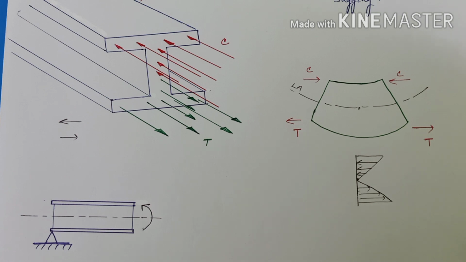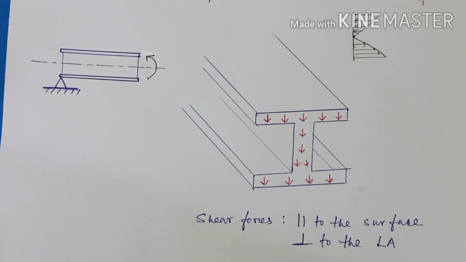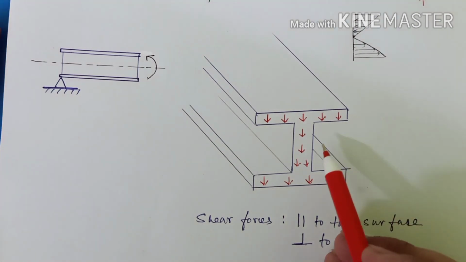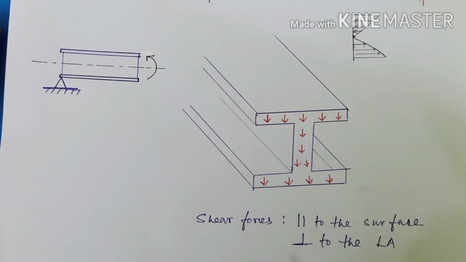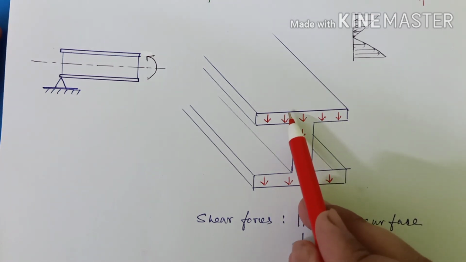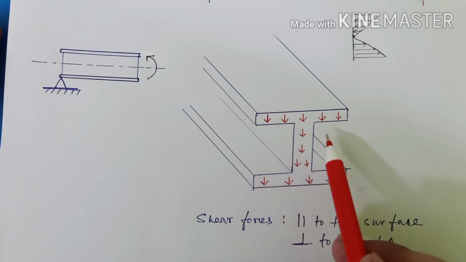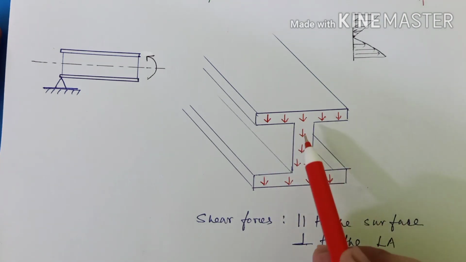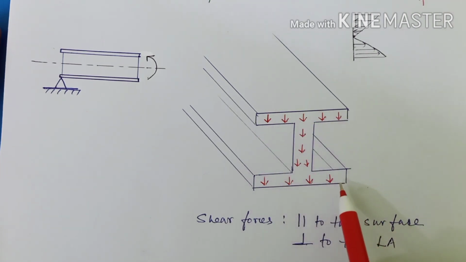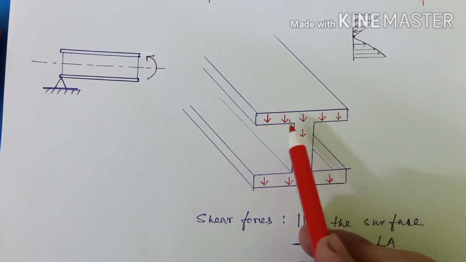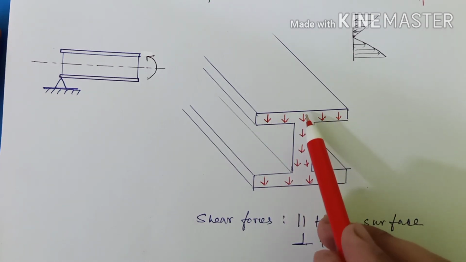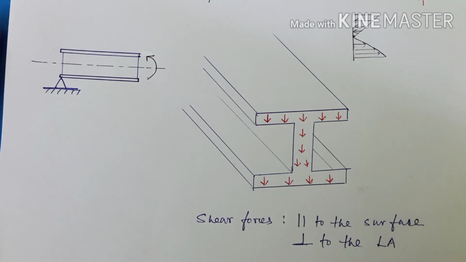There will be another phenomenon. So what will be that? Another case will be this. This is known as basically shear force, right? Which will be acting in the downward direction, perpendicular to the longitudinal axis and parallel to the surface. This is the surface which we have sectioned. So the shear force which will be acting is in the direction perpendicular to the longitudinal axis and parallel to the surface, right?